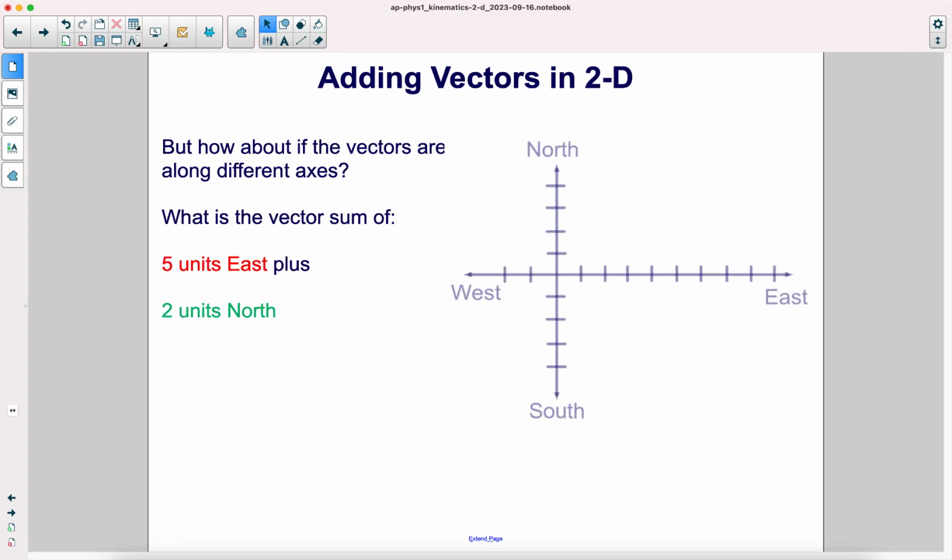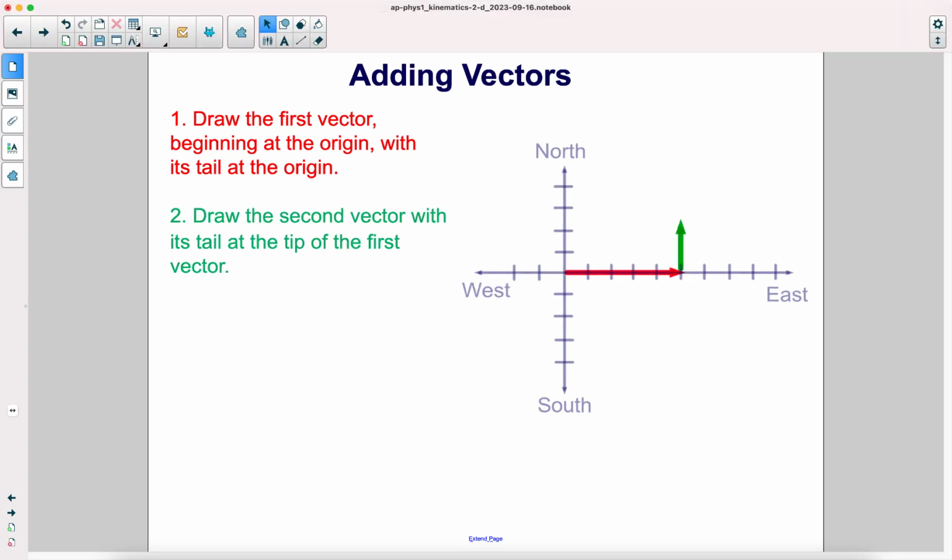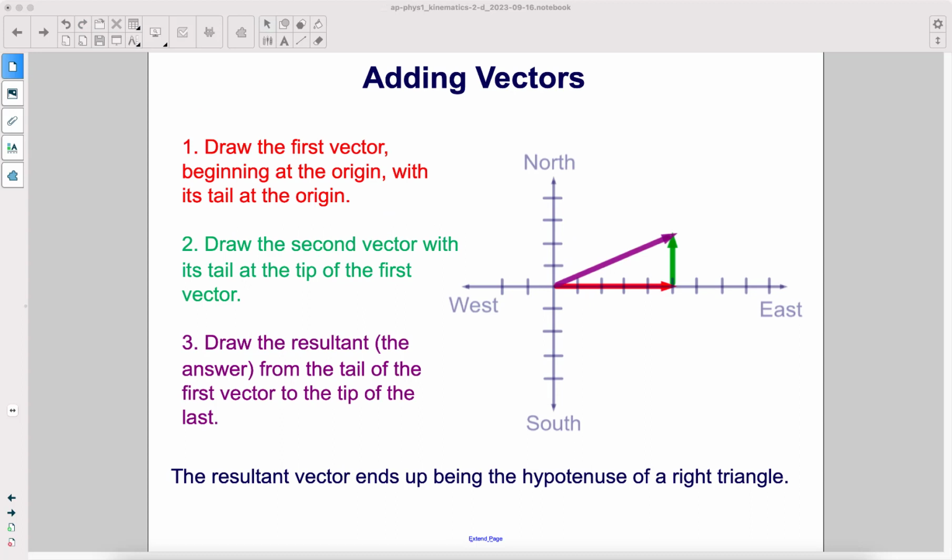But how about if the vectors are along different axes? What is the vector sum of 5 units east plus 2 units north? First, we draw the first vector, beginning at the origin. Then we draw the second vector with its tail at the tip of the first vector, but this time the green vector is pointing straight north. Finally, we draw the resultant, the answer, from the tail of the first vector to the tip of the last.